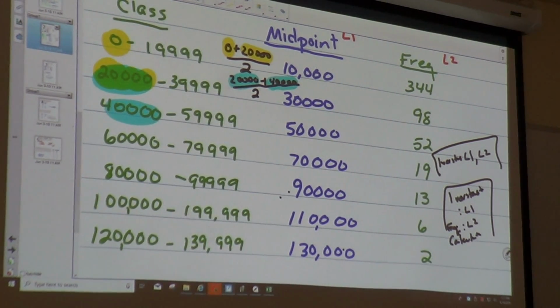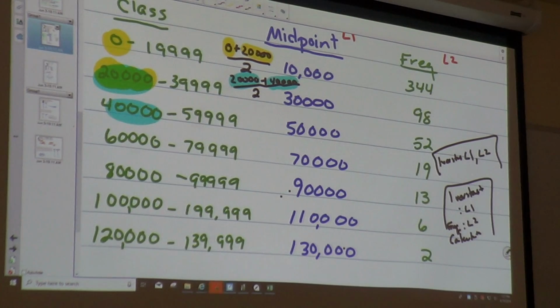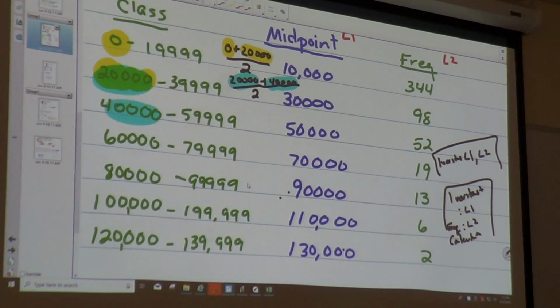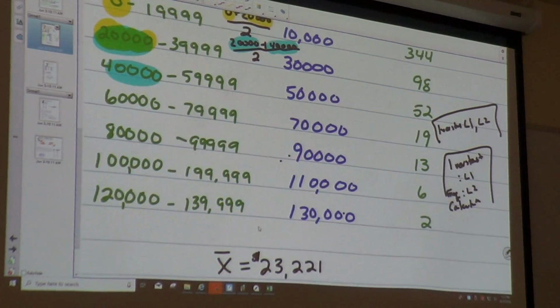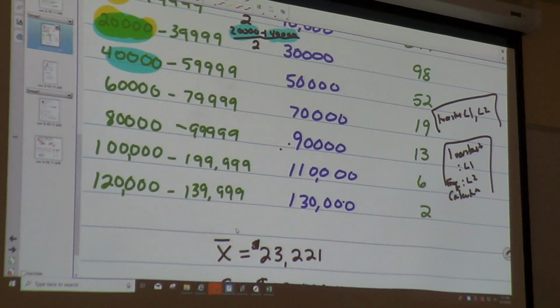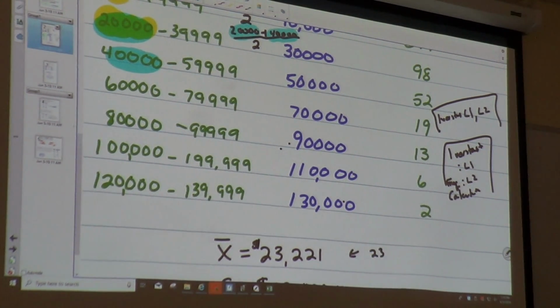What is my mean? 23,220.97. I'll put that over here, 23,221. And what is our sample standard deviation? It'd be 220.97, but I rounded it up to 221 while I was writing it.